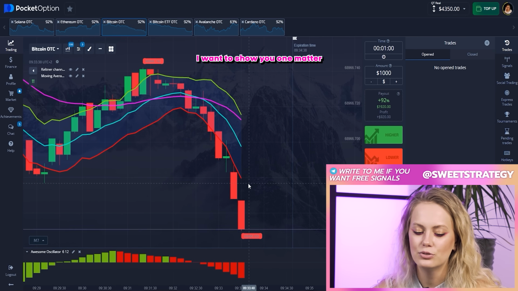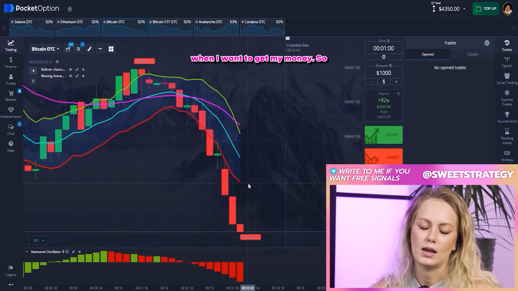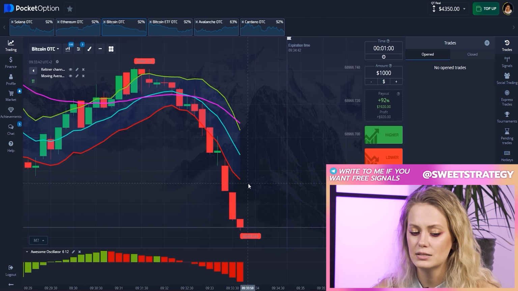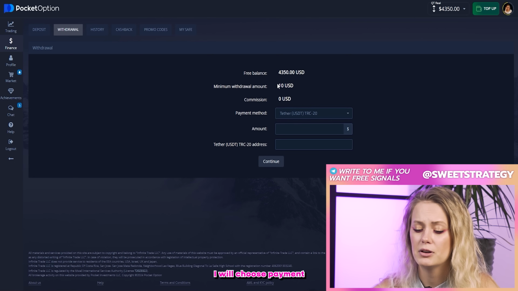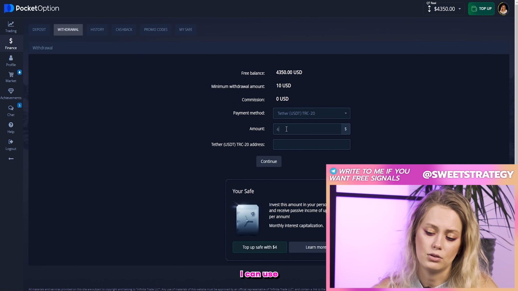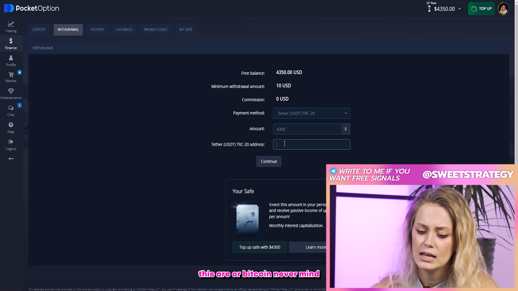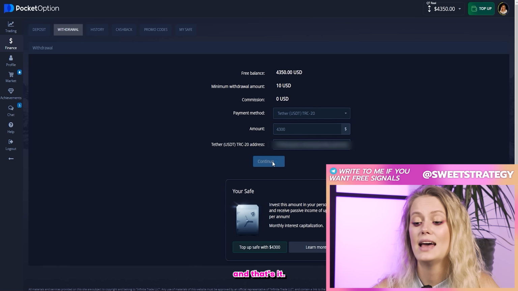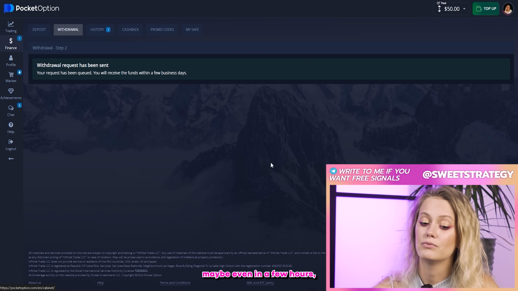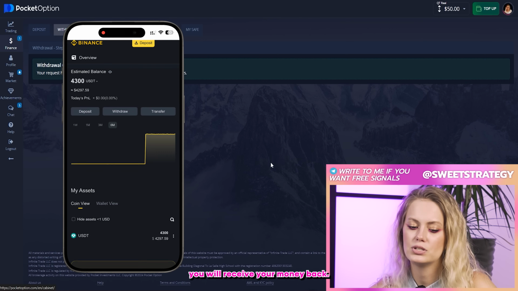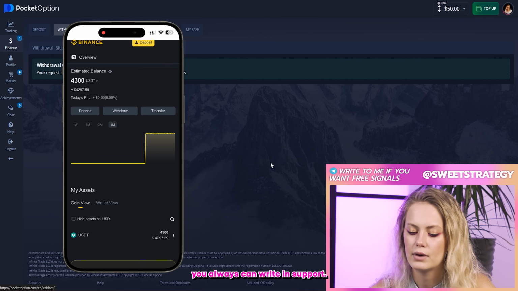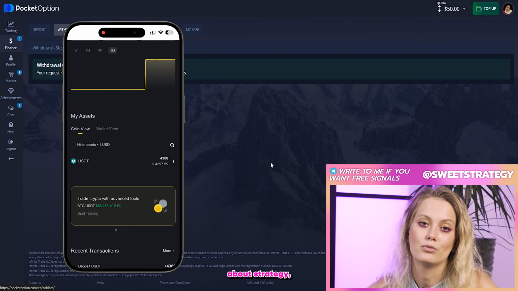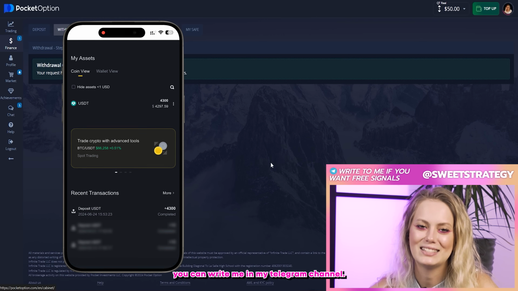And right now I want to show you one method that I usually use when I want to get my money. For this I will press withdraw. Here I will choose the payment method that I usually use. I can use Tether or Bitcoin, never mind. So I will put the amount, my address, and continue. And that's it. In a few days, maybe even in a few hours, if you're lucky, you will receive your money back. If you have any troubles or questions, you can always write to support. But if you have any questions about the strategy, you can of course write to me in my Telegram channel.